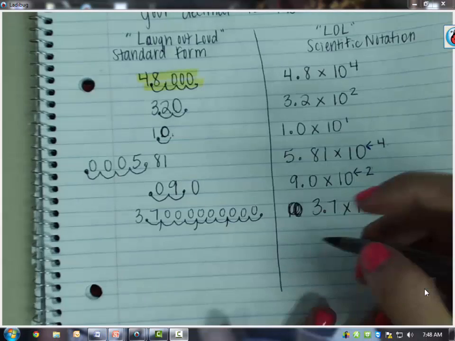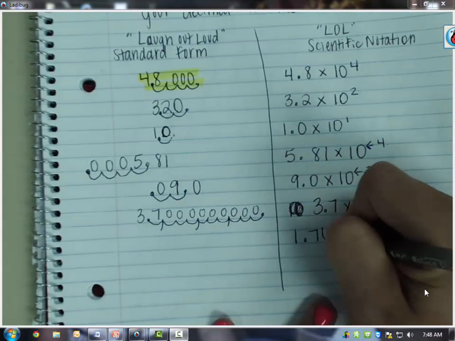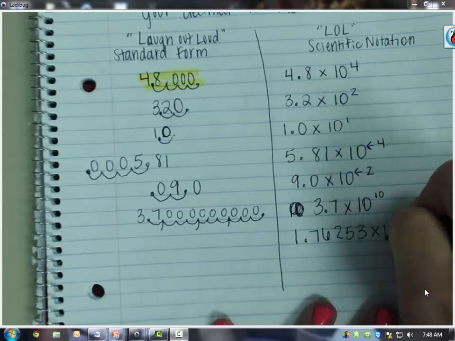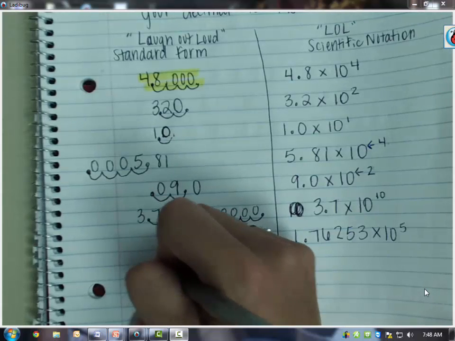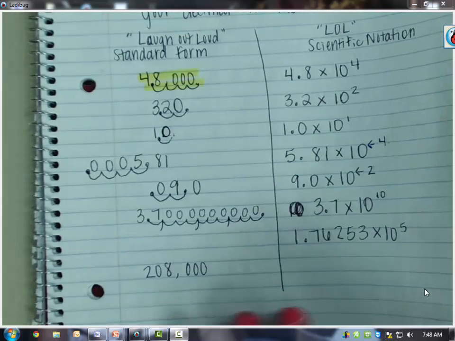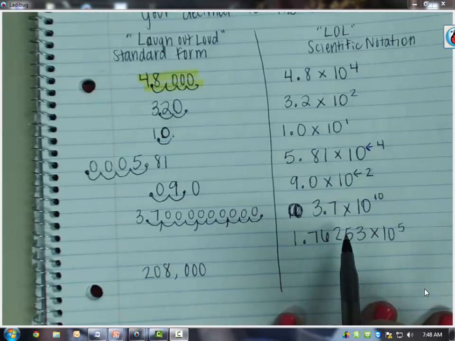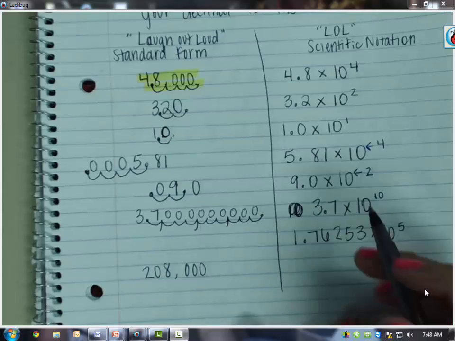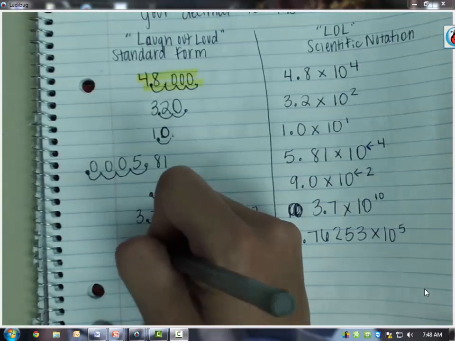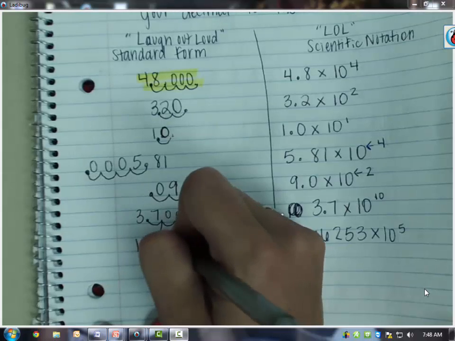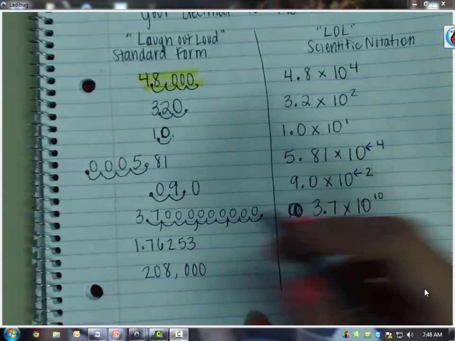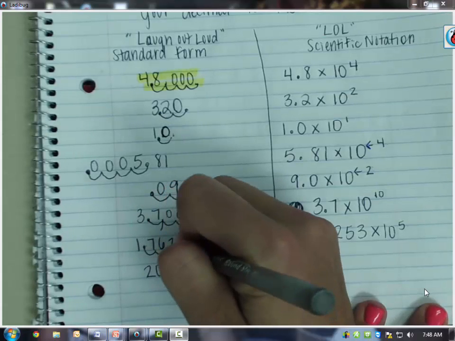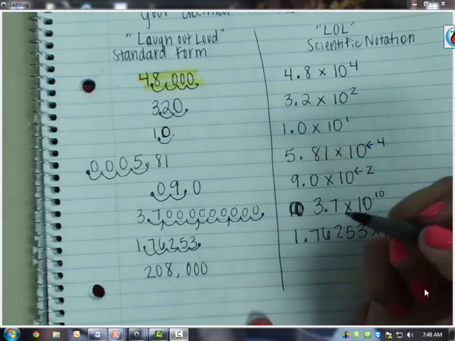And then 208,000. Alright, if you're rewriting your scientific notation number, you would have rewritten it over here, 1.76253. Seeing that your exponent is positive, we're going to move to the right 5 places because positive exponents go to the right. 1, 2, 3, 4, 5. And we just have a simple 176,253.